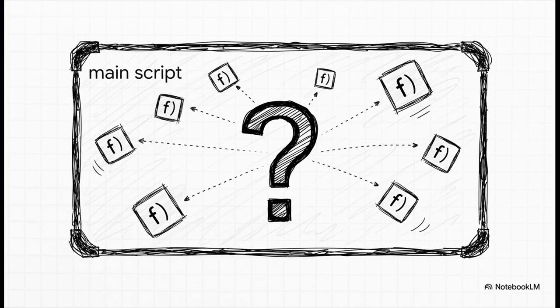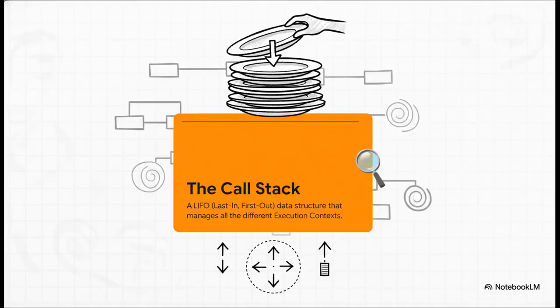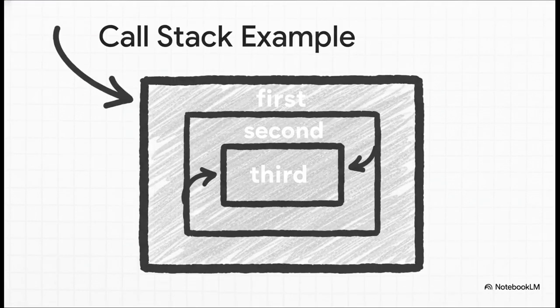But of course, our code is rarely just one big script, right? It's filled with functions. And whenever a function gets called, it creates its own execution context. So how in the world does the engine keep track of all these different boxes? It uses a data structure called the call stack. The easiest way to picture this is like a stack of plates. It works on a simple last in, first out principle. That just means the last plate you put on the stack is the very first one you take off. The last context that gets created is the first one to be finished and removed.